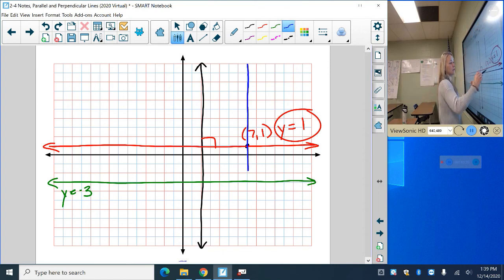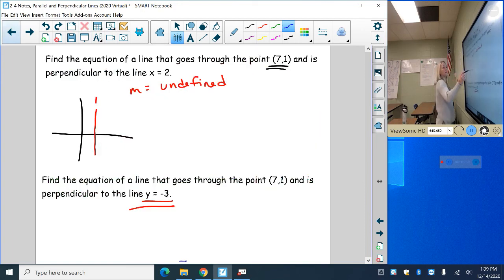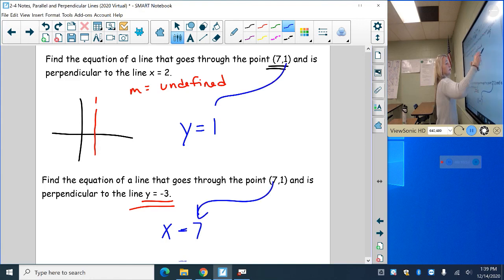Well, what's the equation of a line with undefined slope that goes through the point (7, 1)? It's going to be x equals 7. So for the first one, we'd say y equals 1, and for this one, we would say x equals 7. And if you look, all I did was take the x value and the y value and write the equation. All right, go ahead and try the perpendicular lines worksheet.